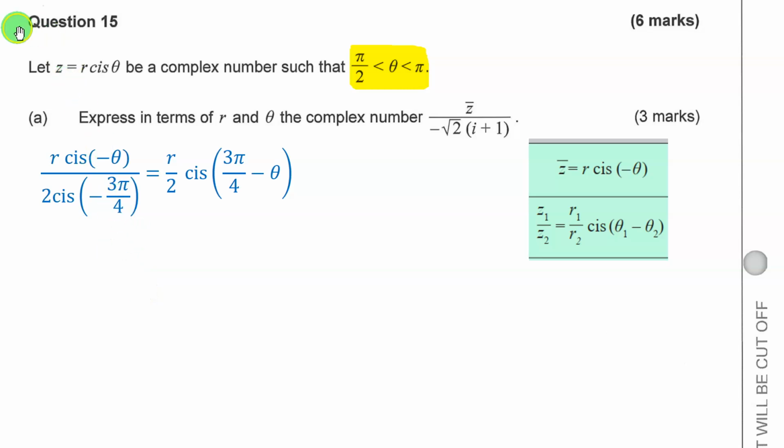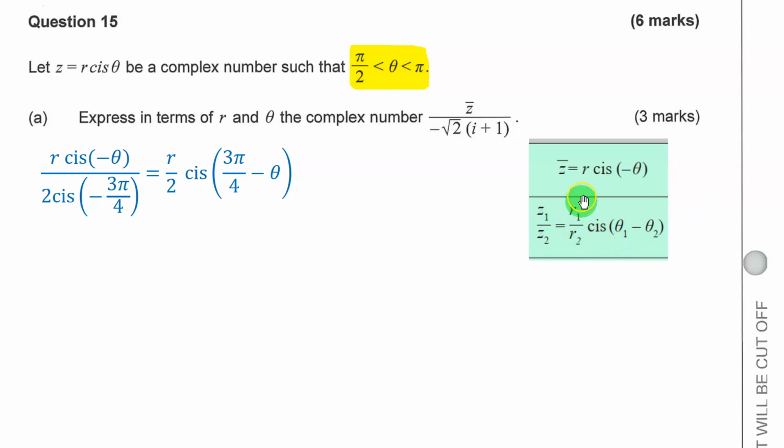So question 15, we've got z is r cis theta, a complex number where the argument is somewhere between pi by 2 and pi, which is a little bit unusual, but anyway, express in terms of r and theta this complex number. So on the formula sheet, we know that the conjugate of z is r cis negative theta, and when we divide, obviously here's how to do it.